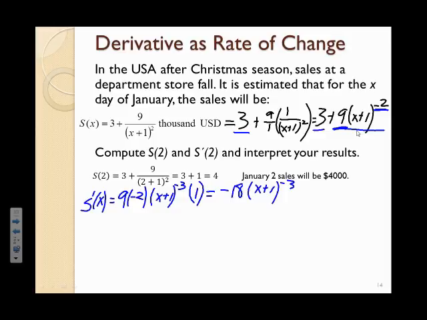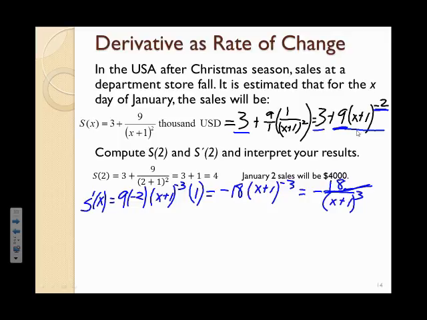Now, we know that we were asked for what S prime of 2 is. So we have to convert this over. So we can say it's going to be minus 18 over x plus 1 to the third power. The minus 3 means we have to invert it over, and it becomes 1 over x plus 1 to the third power, and combine that with the 18.